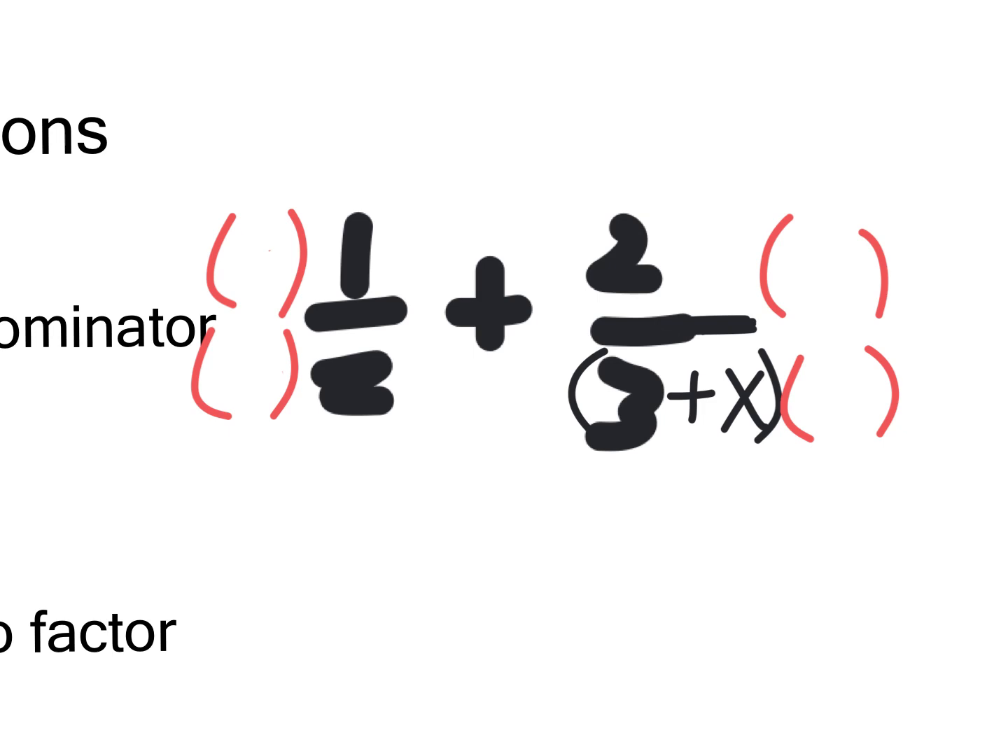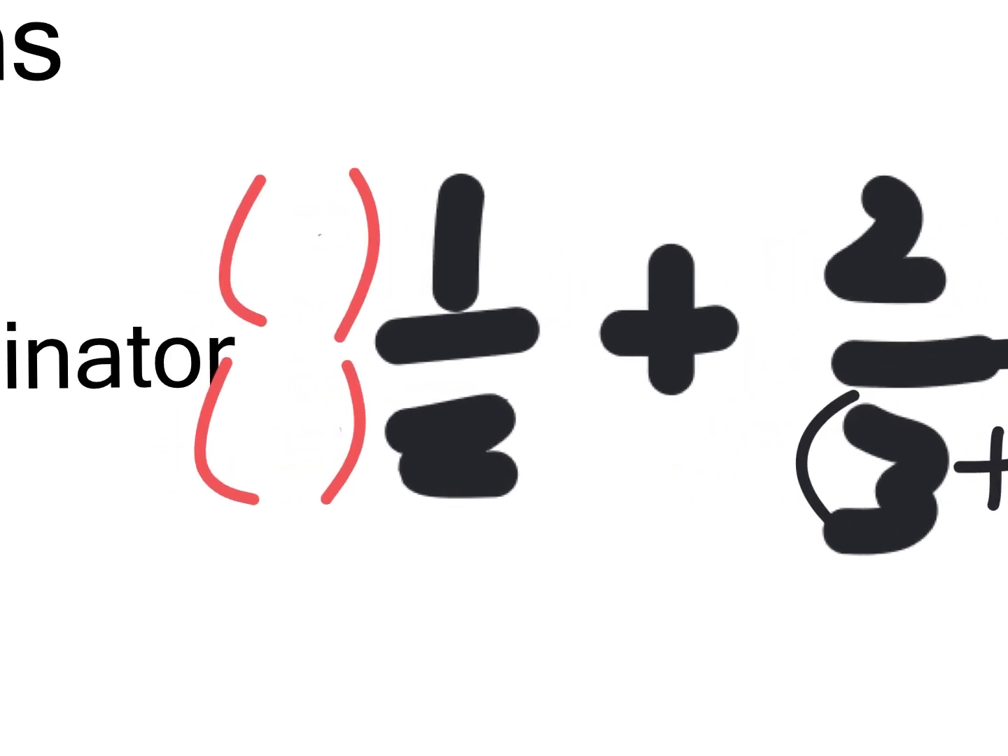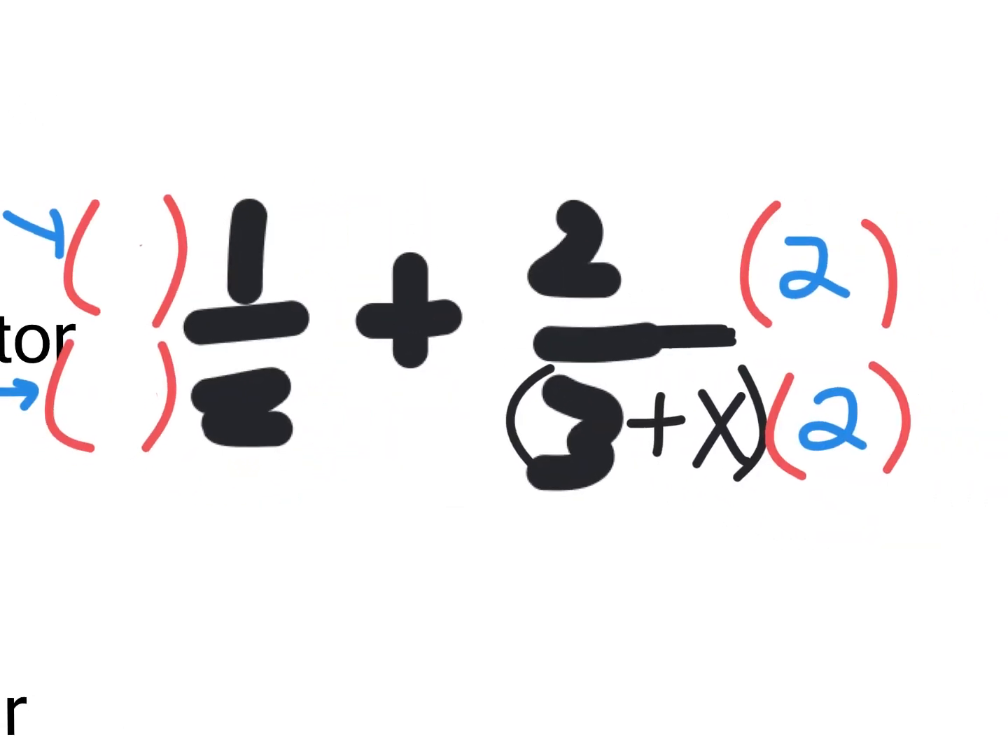So Mr. W, can you tell me what to multiply by here and here? 2. Yep, you're going to multiply by 2 in those spots. It's the other denominator, see? Aaliyah, can you tell me what to multiply here and here? 3 plus x. Yeah, 3 plus x.